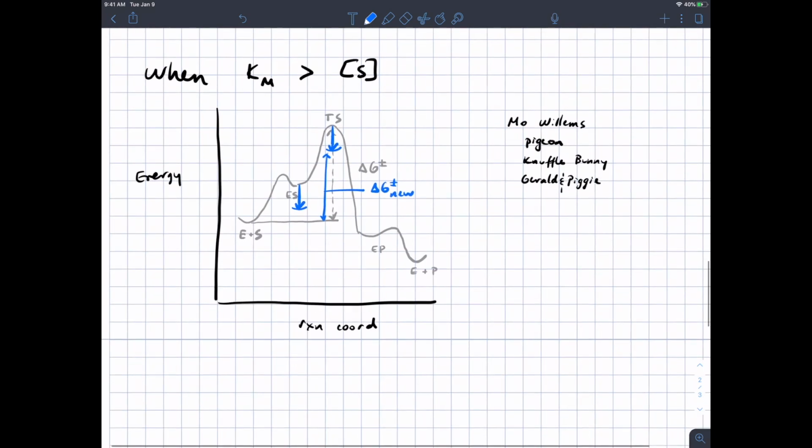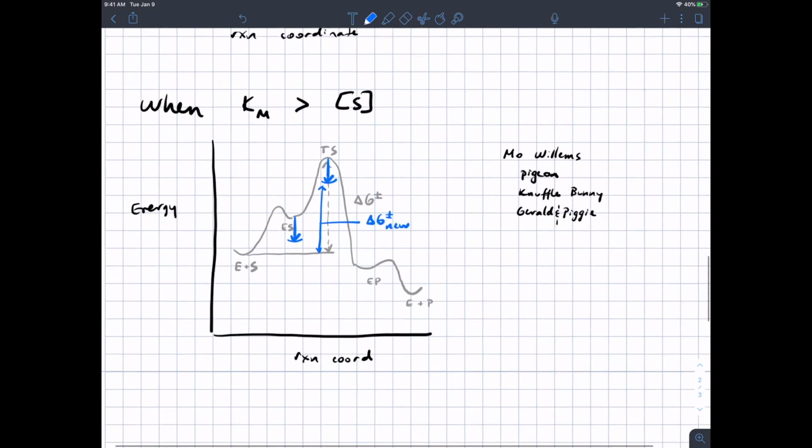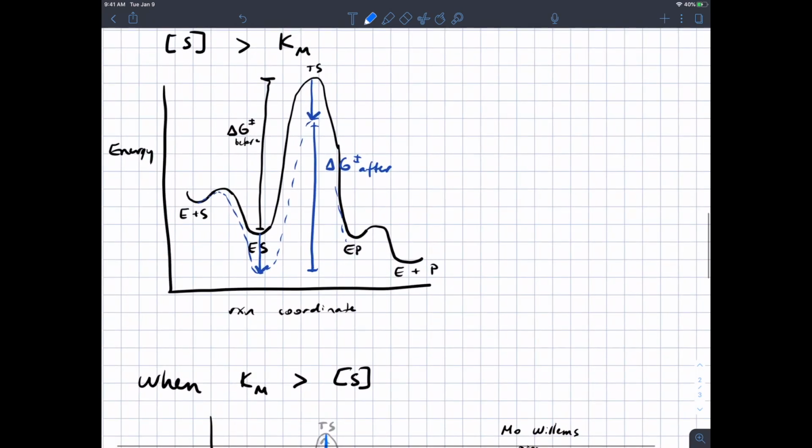All right. Other questions? Right, and the reason we're starting with the ES is because it's lower in energy than over here. Does that make sense? Yeah.